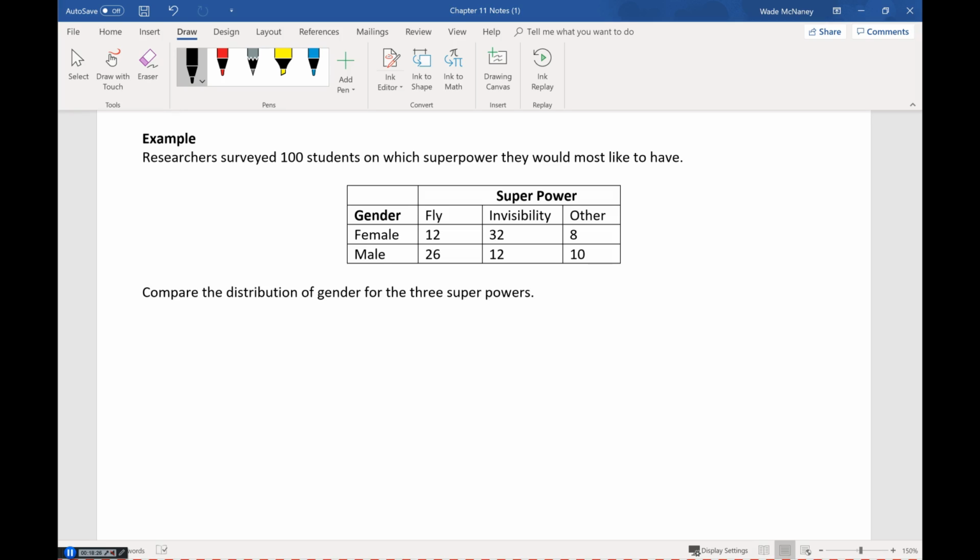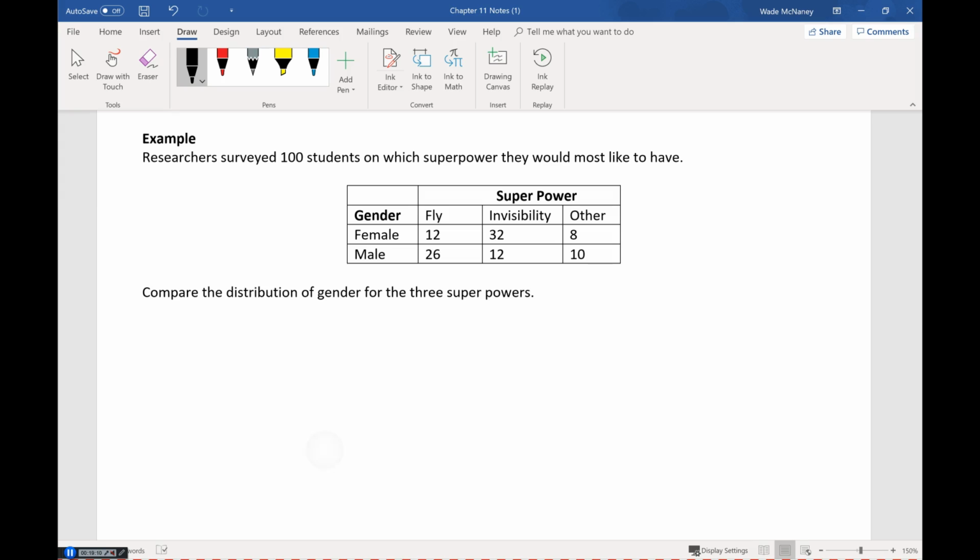Okay, so it says compare the distribution of gender for these 3 superpowers. We want to see, is there a relationship between gender and which type of superpower they prefer? Looking at the data, what do you think? Yes. What do you think is the relationship? That women don't like flying. Women don't like flying? Or more women want to be invisible than men. Okay? Looks like fewer women want to fly than men, and more women want to be invisible than men. So we're going to test that and see if those differences are a significant enough difference to believe that there is a relationship between them or that there is an association between them.